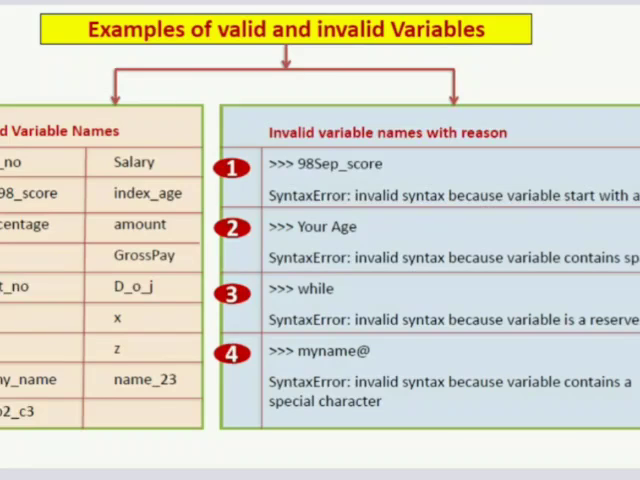The third example we can consider here is while. Now we know the rule. Keywords cannot be taken as variable names, and while is a keyword. Fourth, my@name. myname is okay, but what about the @? @ is a special symbol, so it is not allowed and it will give an error message.